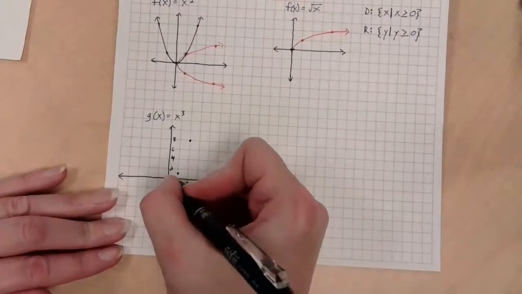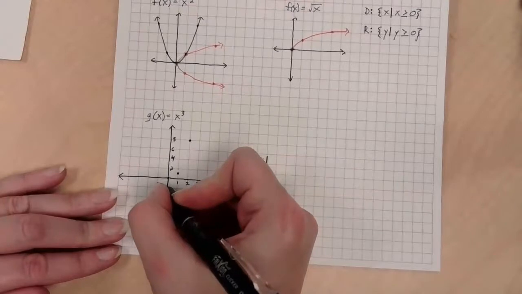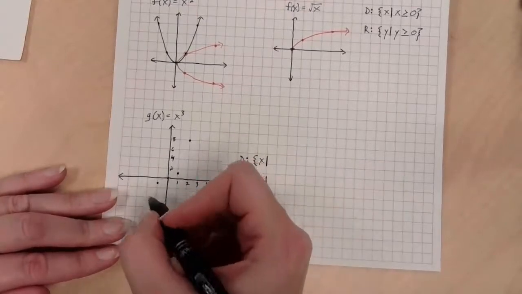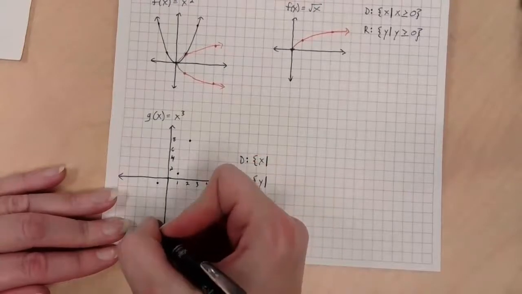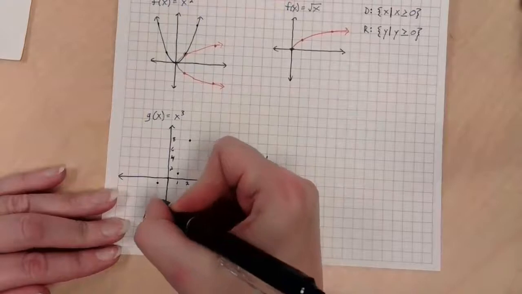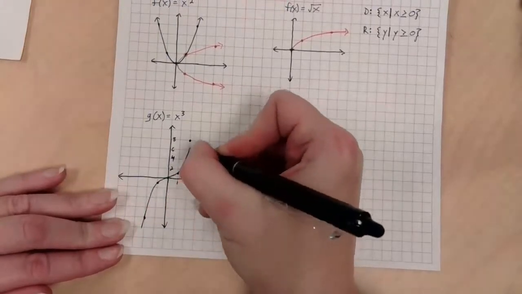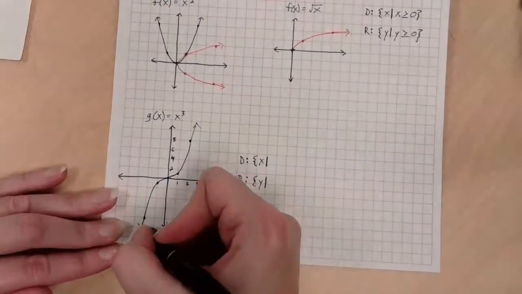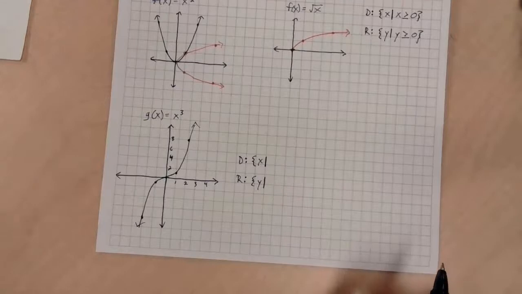0 cubed is 0. Negative 1 cubed, think about that as negative 1 times negative 1 times negative 1, so that's negative. And same thing here, negative 2, 2, 4, 6, 8. There we go. So this is our delightful cubic graph. Again, also known as a Travolta, as I will show you again why that is if you missed it in one of my previous videos.